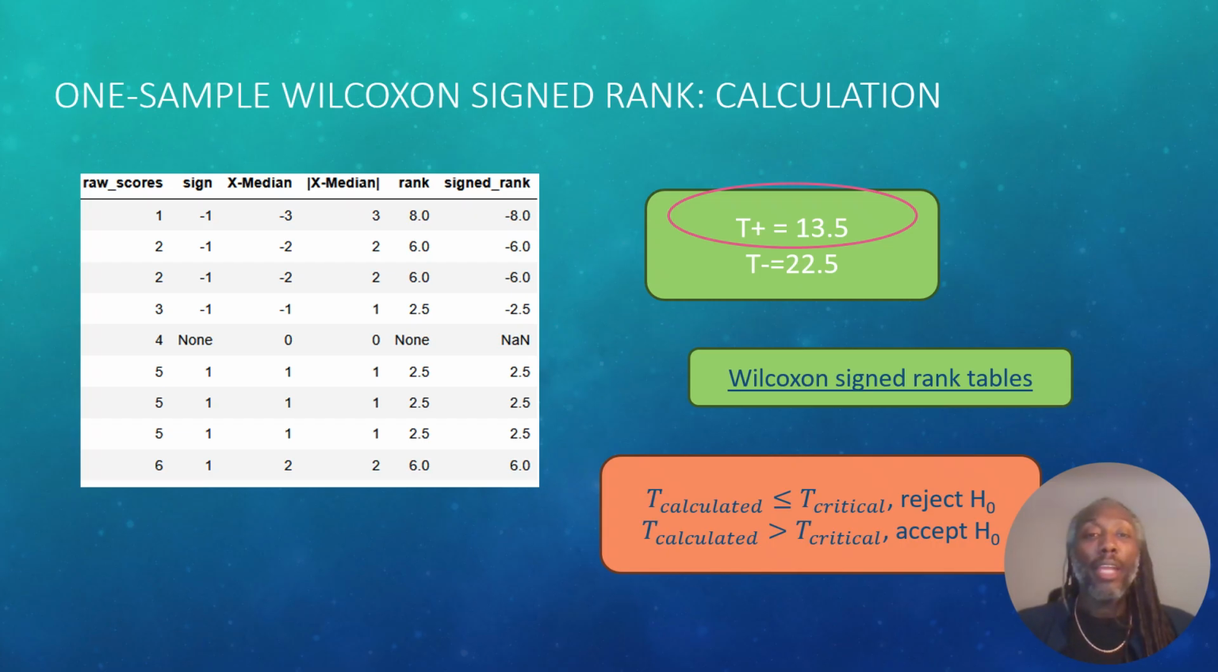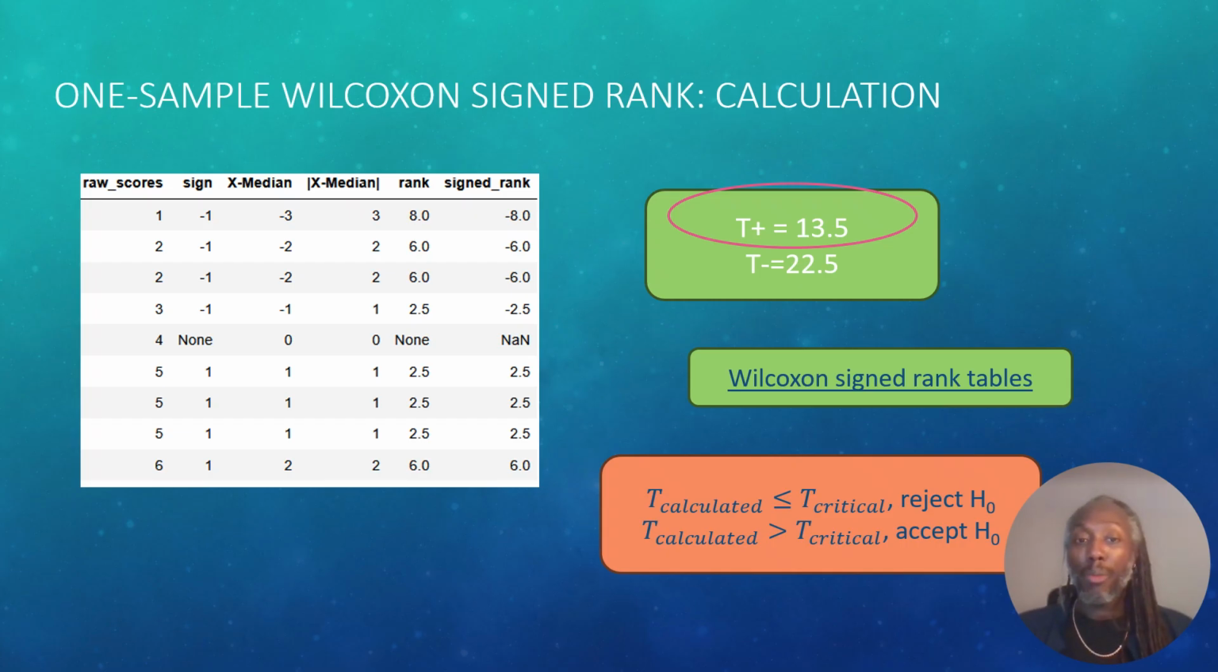Now, any one of these that has a rank or a value of 0, so it's exactly at the median, we're going to ignore that in this next step. So we're going to take those out, and then everything that's left, the absolute difference between the value and the median, we're going to rank those. And so the smallest values will get the smallest rank. The largest values will get the largest ranks.